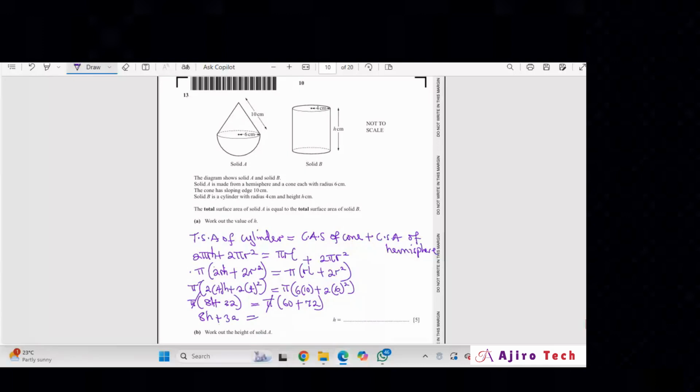60 plus 72, that will give us 132. Yes, 132. So when we collect items here, I'm going to have 8h is equals to 132 minus 32 here. So 8h is equals to 100. Divide this by 8, divide this by 8. This one cancel this. So if you check very well, you have 8h equals 100 over 8 now.